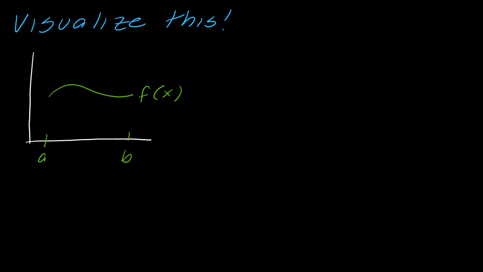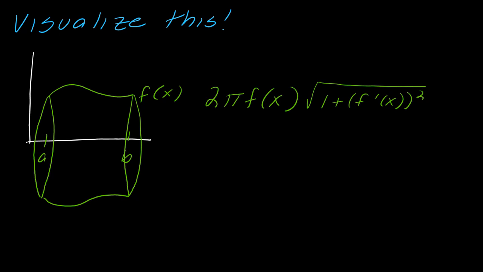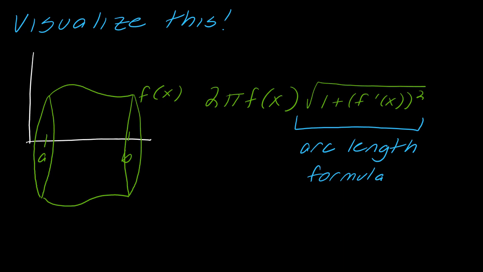So if I think about this in context, I've got the interval a to b and I've got my function f of x and then I revolve it. So I've got this formula, right? This 2 pi f of x and then this square root function. Just where does that square root function come from? Do you remember what that is? We actually saw that being our arc length formula. So we've already got the arc length portion of this. That is covered in the formula, right? But what's missing is this other part.